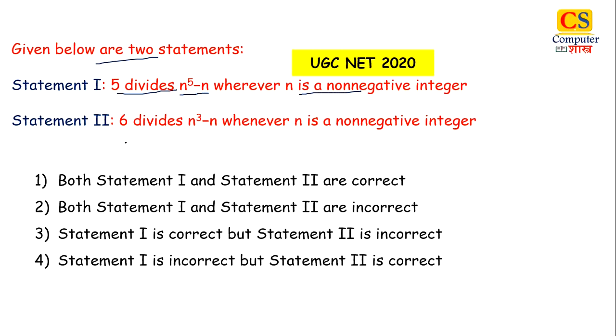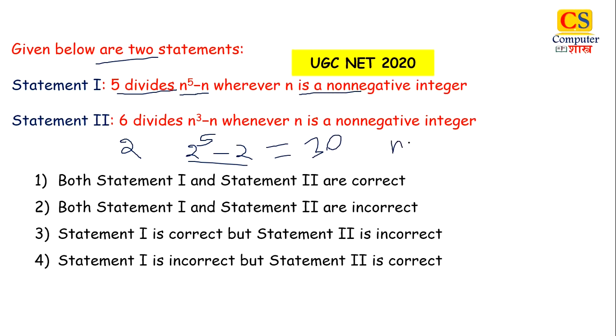So let us put n equals to 2. Now if we use n equals to 2, then our equation will be 2 raised to the power 5 minus 2. When you solve this, you will get 30, and yes, 30 is divisible by 5, right? Let us take one more value.